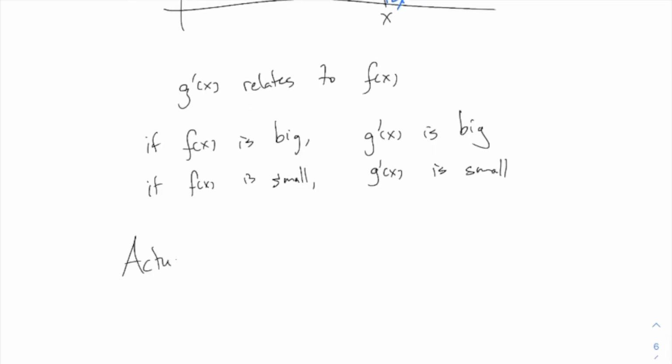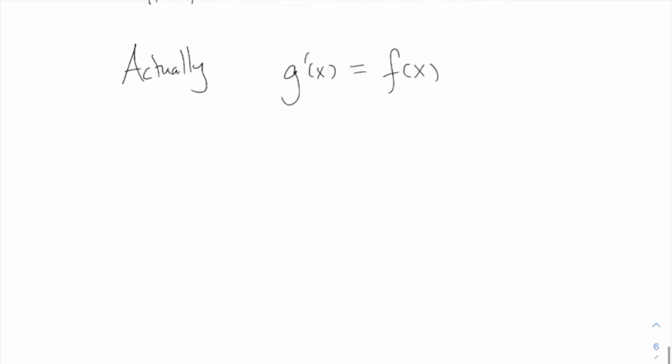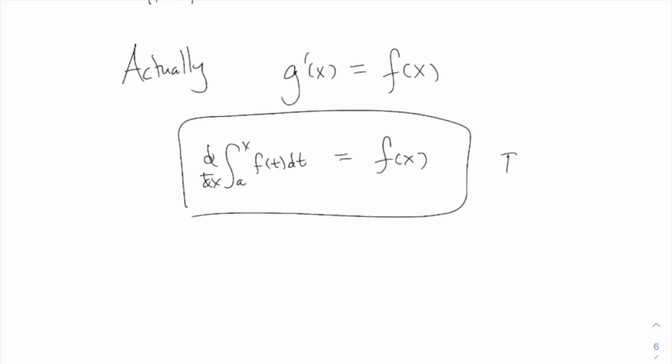Actually, these things are related: g prime is related to f of x. In fact, g prime of x equals f of x. They are the same number, all right? And so if I were to write out the whole big and nasty version, g prime of x is the derivative of the integral from a to x of f of t dt. And what I'm telling you is it is equal to f of x. And that is the fundamental theorem of calculus part 1. This is FTC number 1, all right?